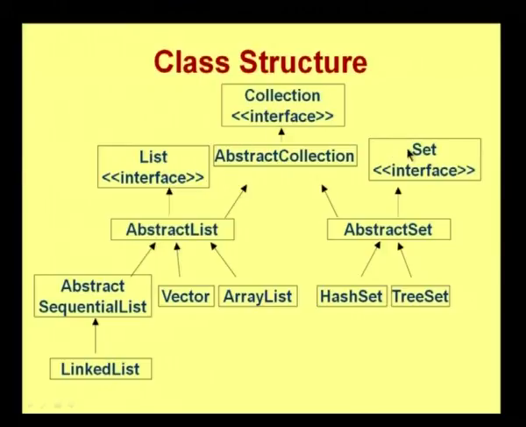Here we have three basic interfaces: collection, list and set. We have abstract list, a class which has implemented list, and abstract sequential list which has implemented abstract list. These two are abstract, so you cannot instantiate them, and abstract set also cannot be instantiated. Whereas linked list, vector, array list, hash set and tree set are classes, and all these could be implemented.